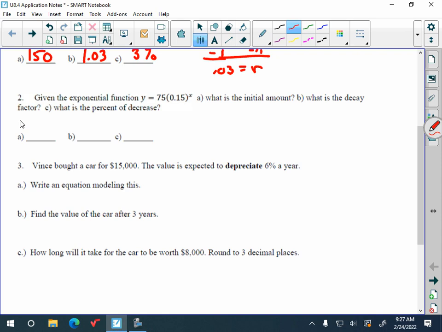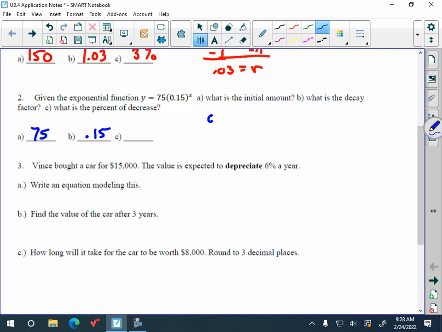All right, number two, given the exponential function y equals 75 times 0.15 to the x power, what's the initial amount? 75. B, what's the decay factor? 0.15. And the percent of decrease? Good. So this is a question that was on the quiz. This is the question that I told you to star on your notes and said a lot of people are going to miss this, and I was right.